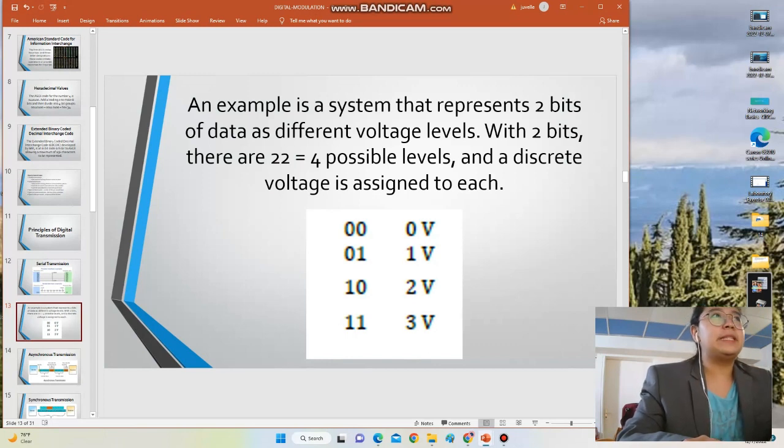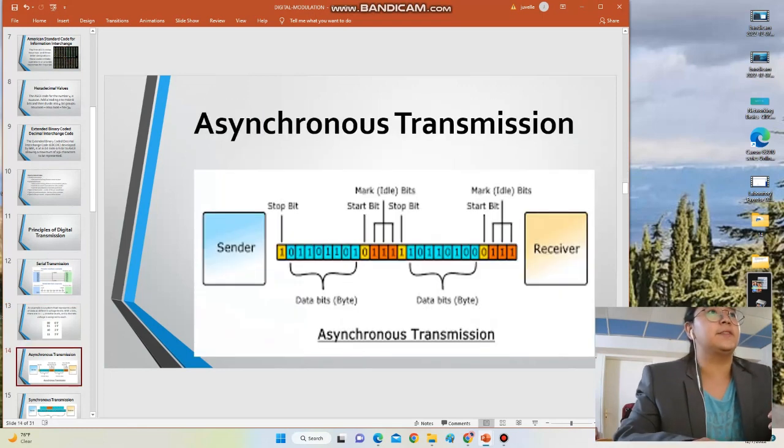With 2 bits, there are 2^2 equals 4 possible levels, and a discrete voltage is assigned to each. So 00 is 0 voltage, 01 is 1 voltage, 10 is 2 voltage, and 11 is 3 voltage.